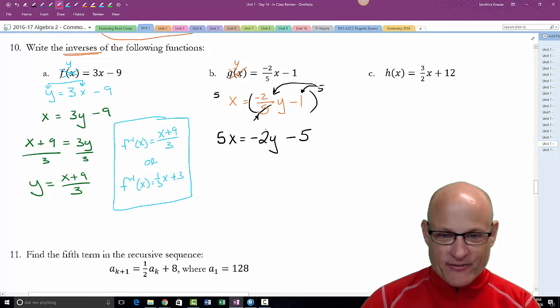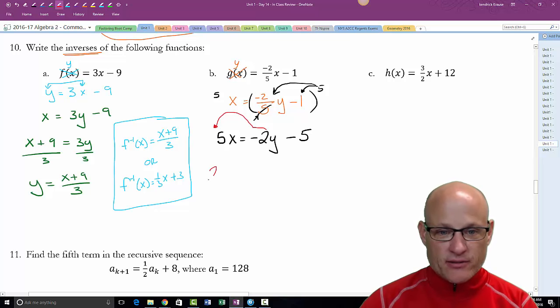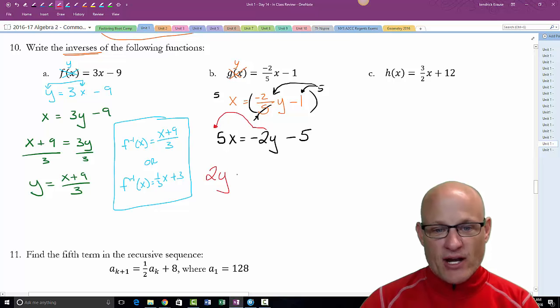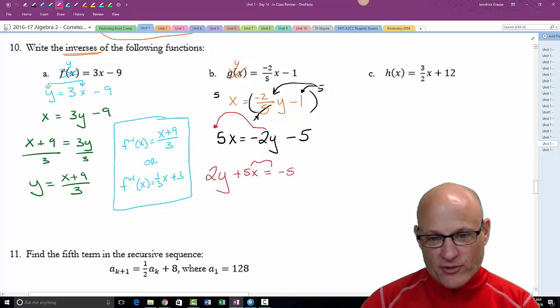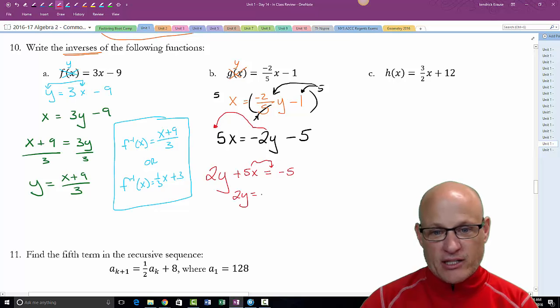Okay. Now, here's our little dilemma. Our y is negative. So because our y is negative, I really want to move it to that side. So I'm going to make it 2y. And so now I have 2y plus 5x equals negative 5. But I still want y by itself, so I'm going to move the 5x over here. It becomes negative, so 2y equals negative 5x minus 5.